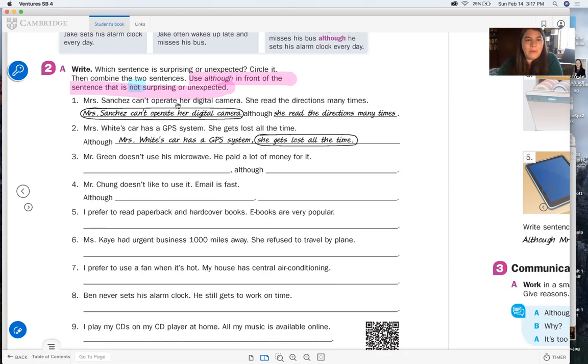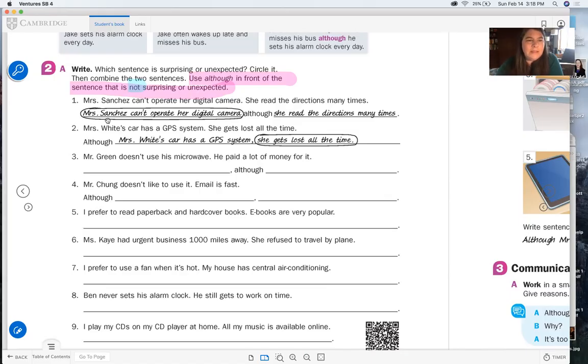Mrs. Sanchez can't operate her digital camera. She reads the directions many times. So what's the surprising part? I think it's surprising if she can't operate it, right? Because you read the directions many times. Everyone reads directions when you get something.